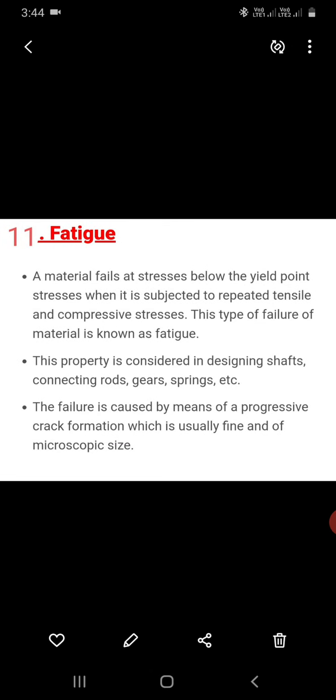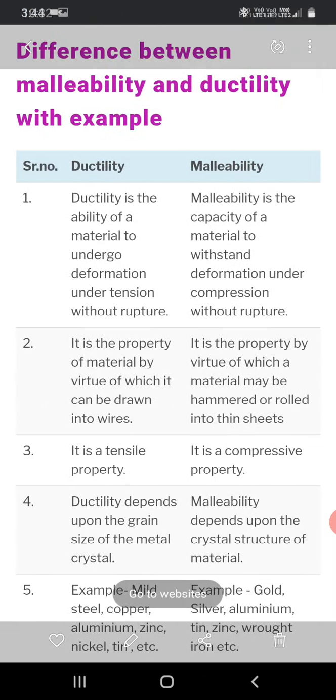Fatigue. A material fails at stresses below the yield point when subject to repeated tensile stress. This type of failure is known as fatigue. This is considered in designing shafts, gears, springs, etc. Failure is caused by progressive crack formation, which is usually fine and of microscopic size.